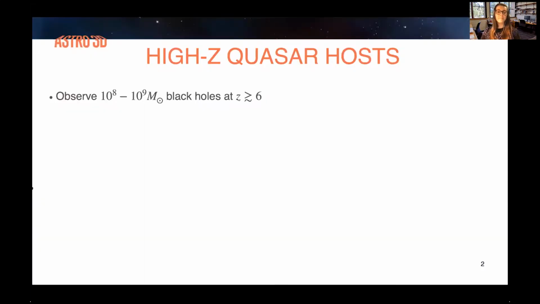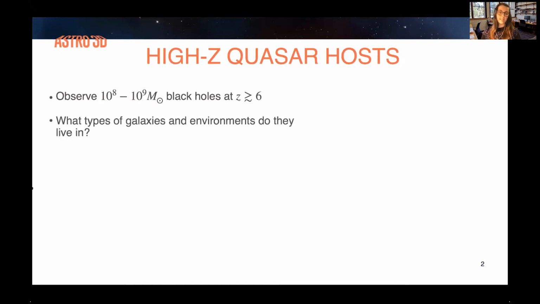So in the high redshift universe, we observe supermassive black holes with masses of 10 to the 8, even 10 to the 9 solar masses. These are almost as massive as the black holes that we see in the local universe, but they must have formed in less than 1 billion years. So this raises a lot of questions about how these extremely massive systems could have grown so quickly.